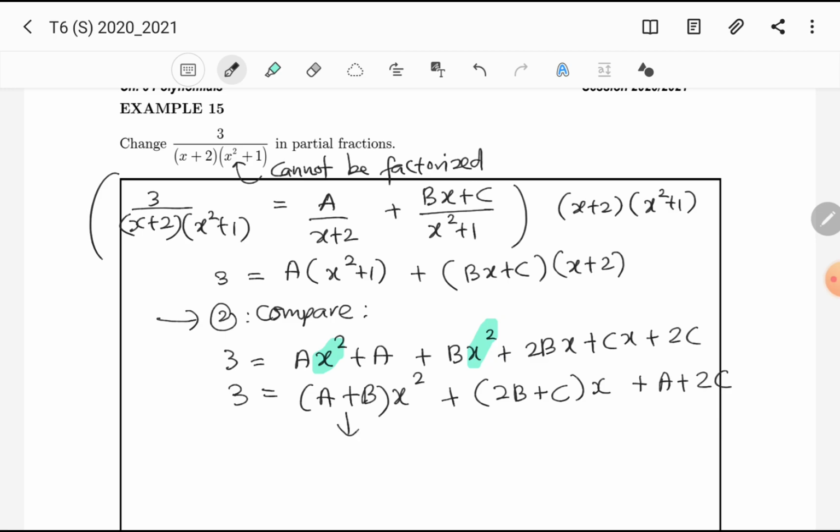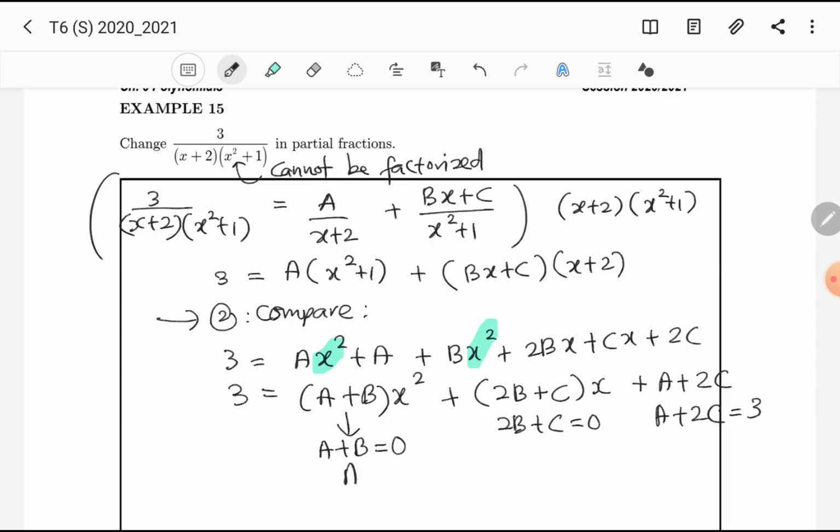Okay, so from here, A plus B is the coefficient of x squared, but we don't have x squared on the left, so equals to 0. Next, 2B plus C is also 0 because we don't have x on the left. And the last one, A plus 2C equals to 3.